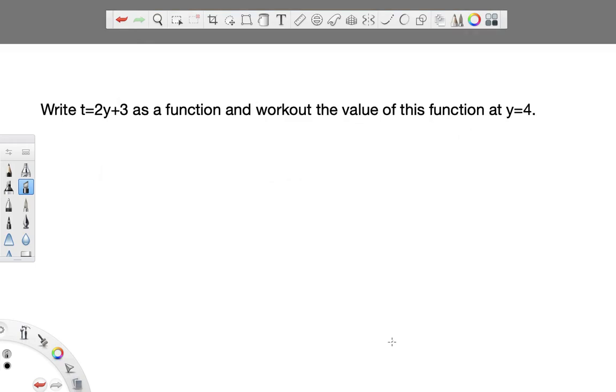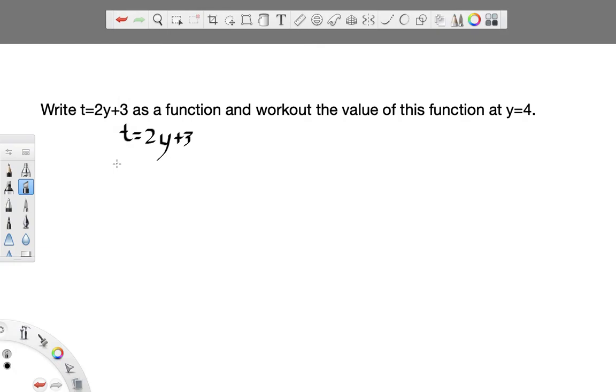So now we have an example, and it says, write y is equal to 2y plus 3 as a function, and work out the value of this function at y is equal to 4. Okay, so our equation that we have here is y is equal to 2y plus 3. Now, given what I said in the first parts of the video, when we have a function, we don't want the equation that we've got to look like this. We want something like f of something is equal to 2y plus 3.